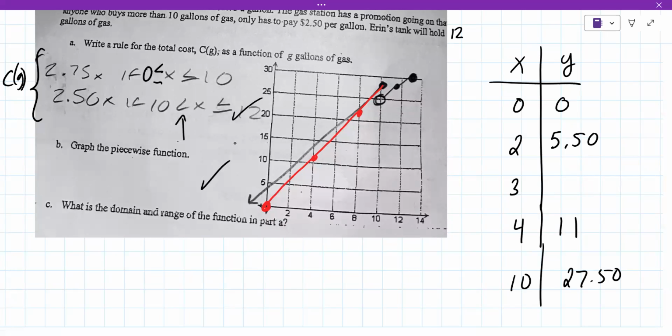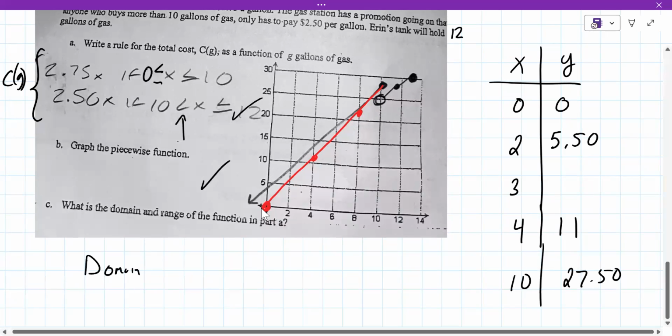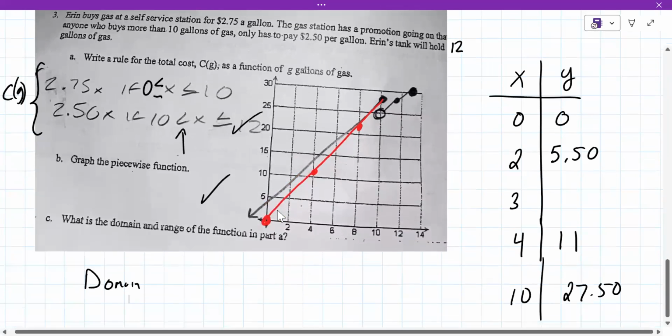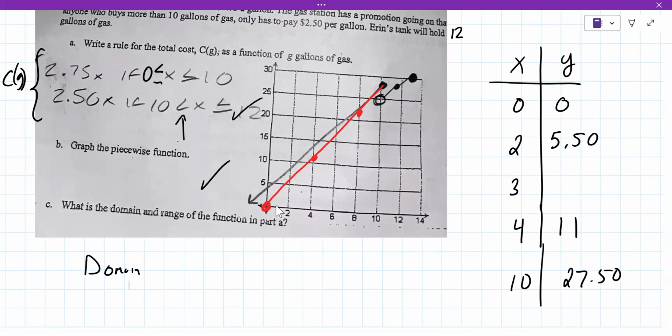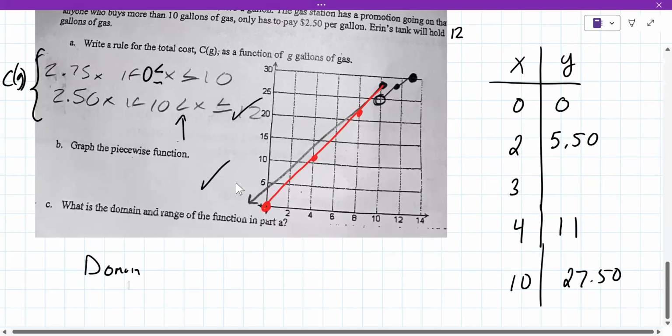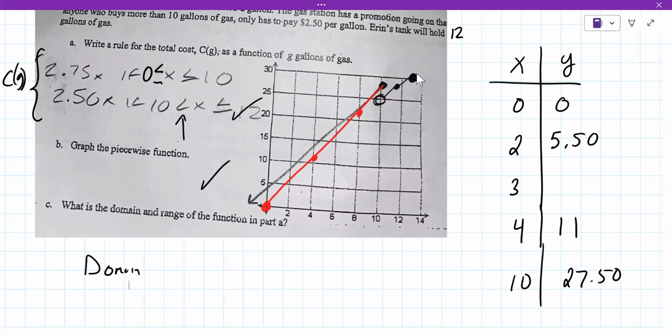Like it. Domain, it's not going left forever, right? How many gallons of gas can you put in the gas tank? What was that? How many gallons of gas can go in the gas tank? Like what's the minimum amount you can put in? What's the maximum amount you can put in? 12 is the max. Okay. And you actually could put 12 in. What's the least you could put in? Just like 1. You actually don't have to put any in, right?